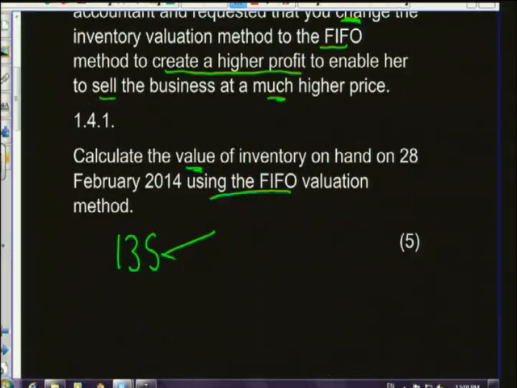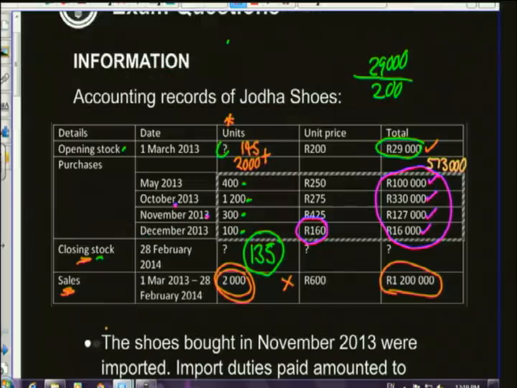Right, now when we are valuing this stock, we're going to look at our very last purchase. So again, let's go to our information table. We purchased in May, October, November, and December. So our most recent purchase has to be the month of December. How many units were purchased in December? We purchased 100 units. However, grade 12s, were there any returns?